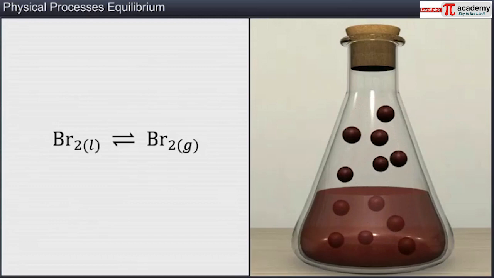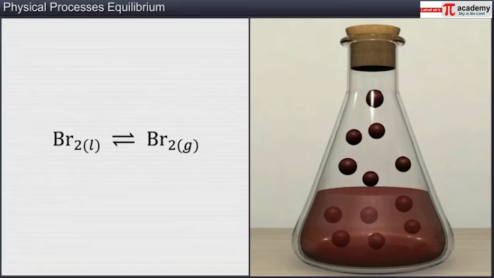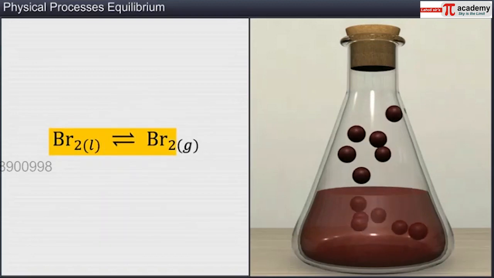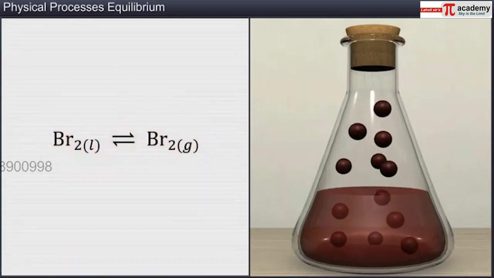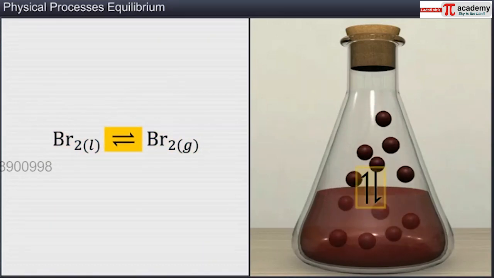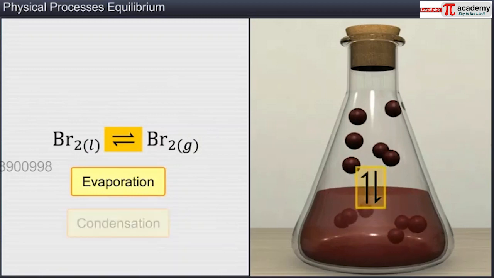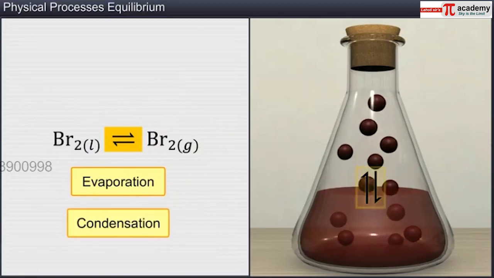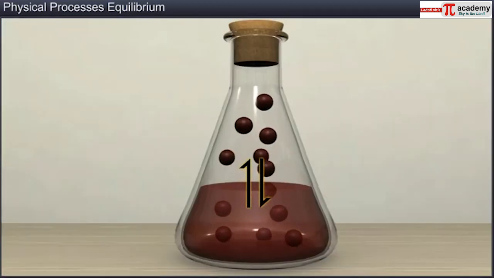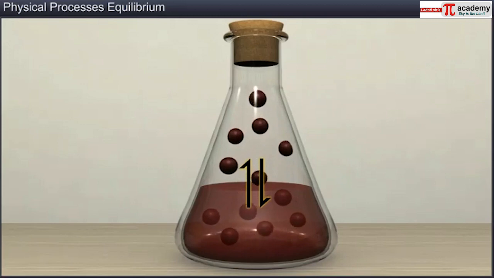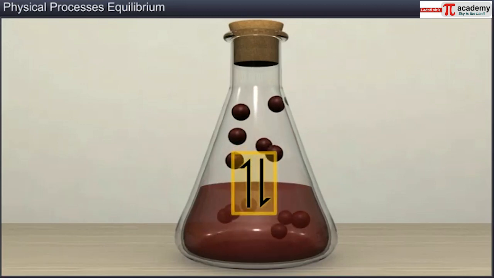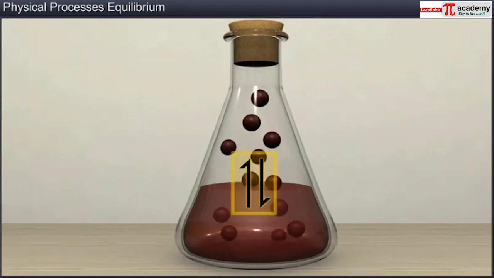The equilibrium of liquid bromine with its vapor may be represented as Br2(l) ⇌ Br2(g). The pair of half-headed arrows indicates that the two processes, evaporation and condensation, are occurring simultaneously. At equilibrium, the rate at which the particles move from the liquid to the vapor phase will equal the rate at which the particles move from the vapor phase to the liquid.